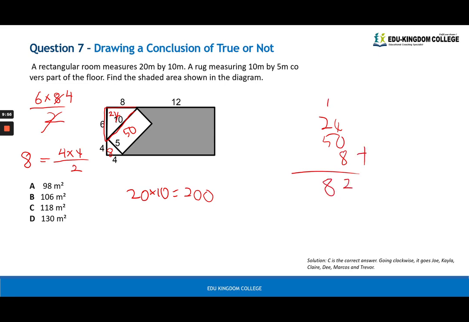That gives 82. We can minus 82 from the total. We get 118, which is option C.